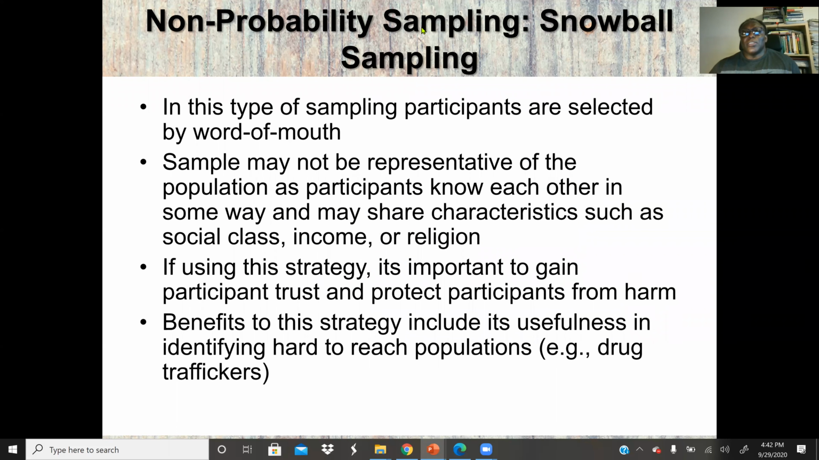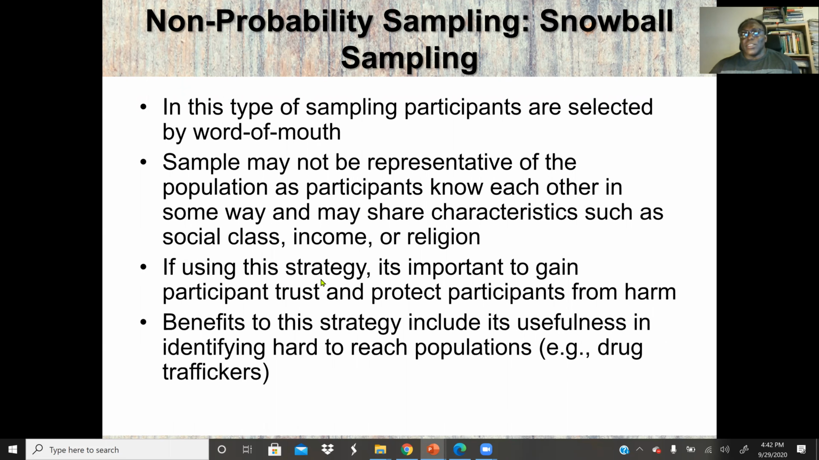So non-probability sample, also we have the snowball sampling. In snowball sampling, participants normally are selected by word of mouth. So the sample may not be representative of the population, as participants know each other in the same way and may also share characteristics such as social class, income, or religion. They may be family members, they may be friends or classmates, etc.